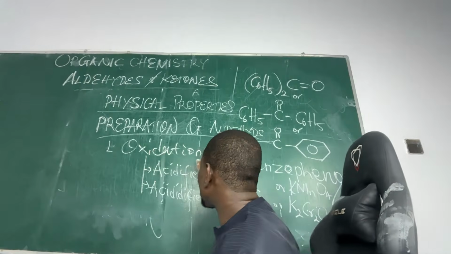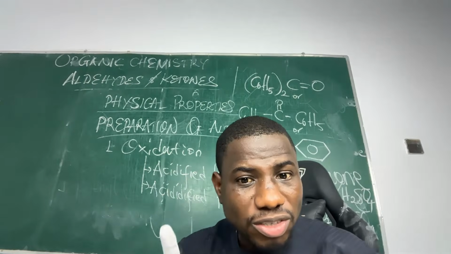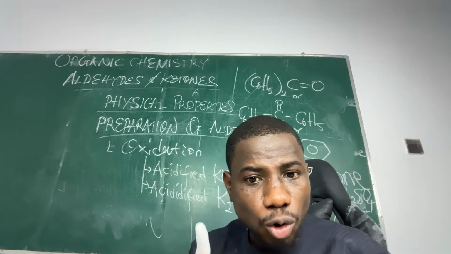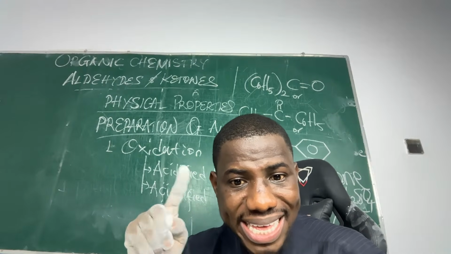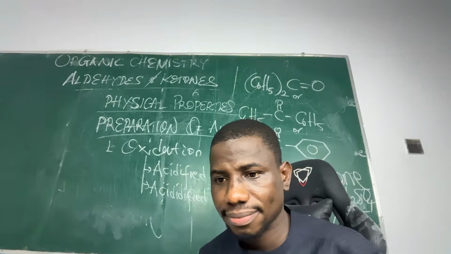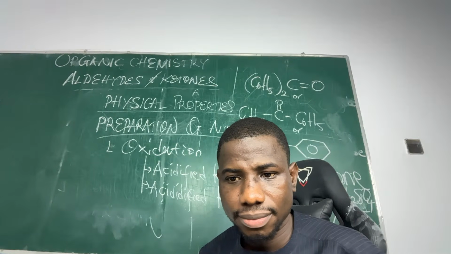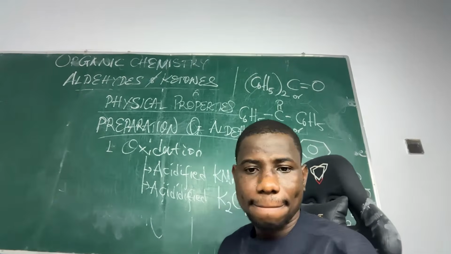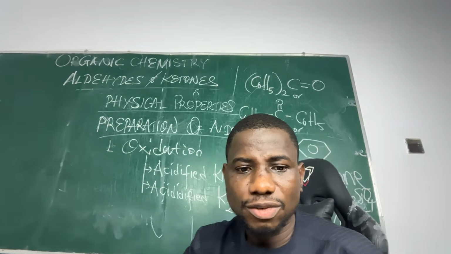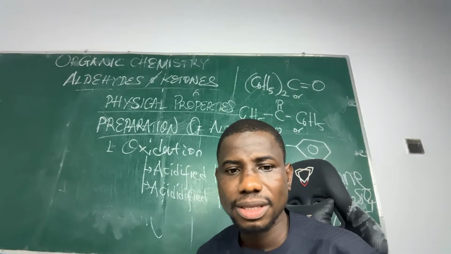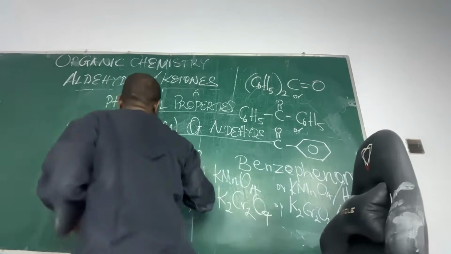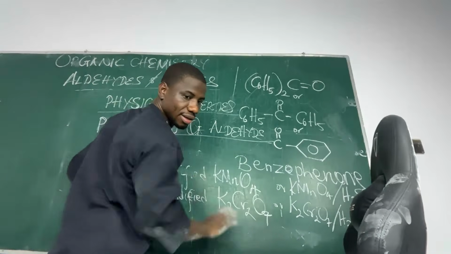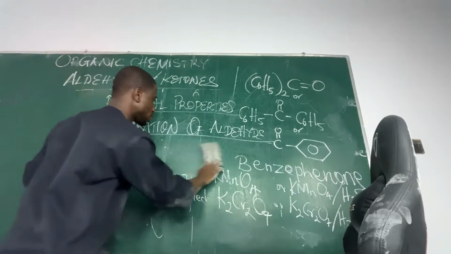The first method is oxidation of primary alkanol. The second method is oxidation of methylbenzene, also called toluene. Are you with me? Okay. Next one. Reduction of acid chloride. Number three. So we mentioned three different methods we can use in the preparation.